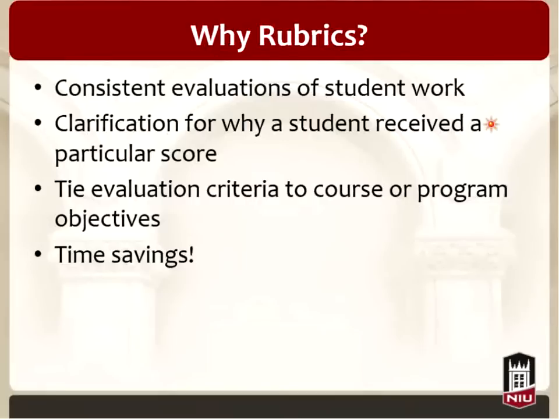Which brings me to my next point, being able to provide clarification for why a student received a particular score. So it's nice to be able to use a rubric. If you remember in the previous screen, that screenshot of the rubric, you're able to point and click through which of the criterion you want to assign to the student based on the quality of their work. And of course, trying to tie the evaluation criteria to course and program objectives.